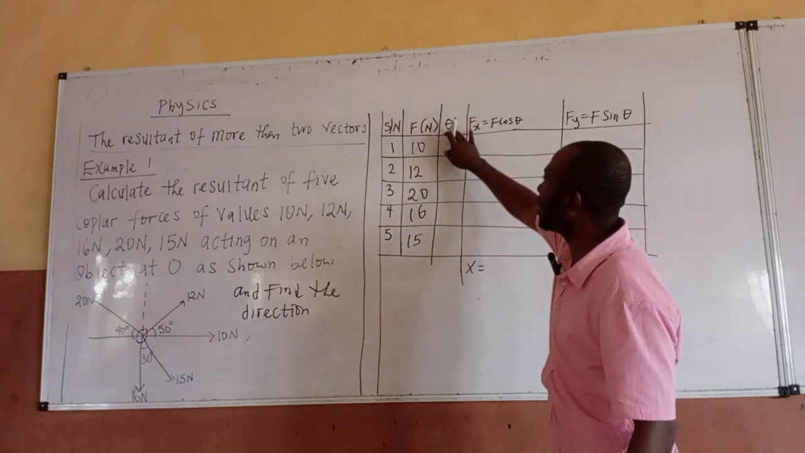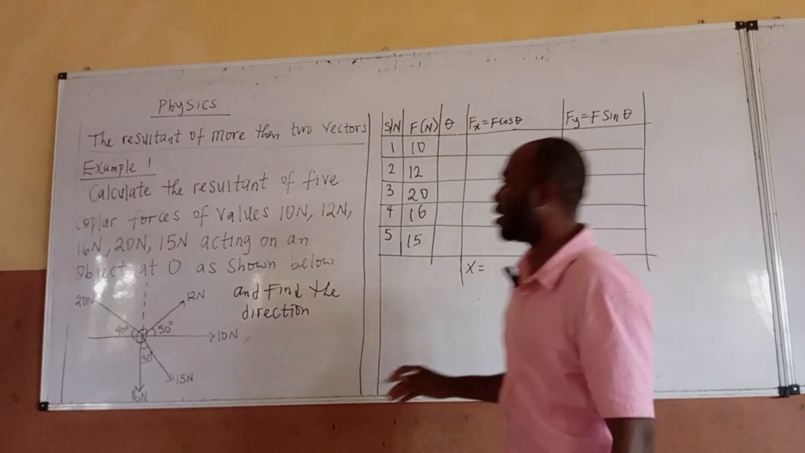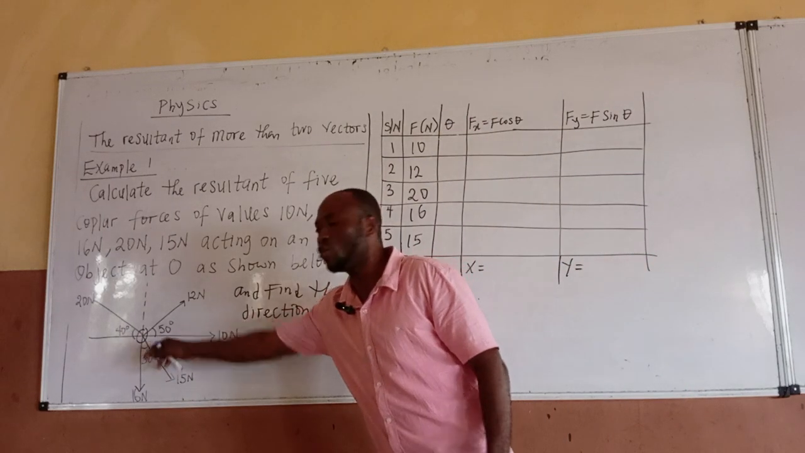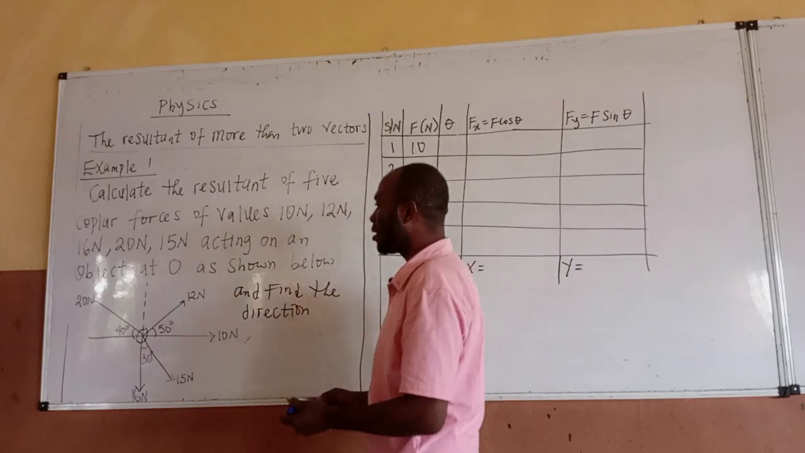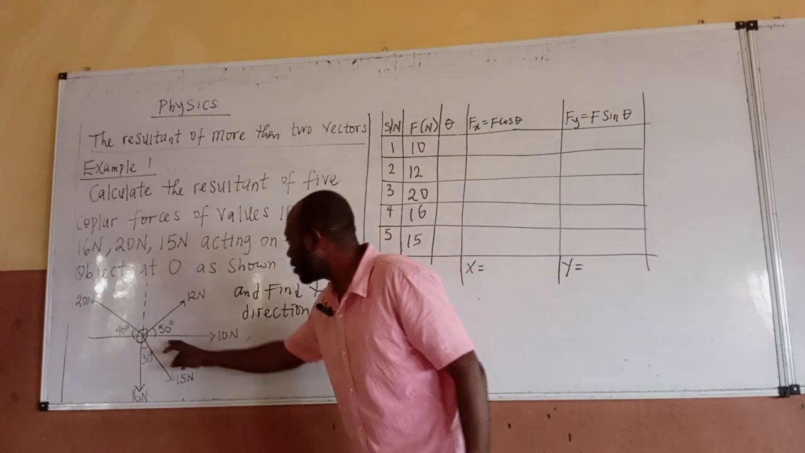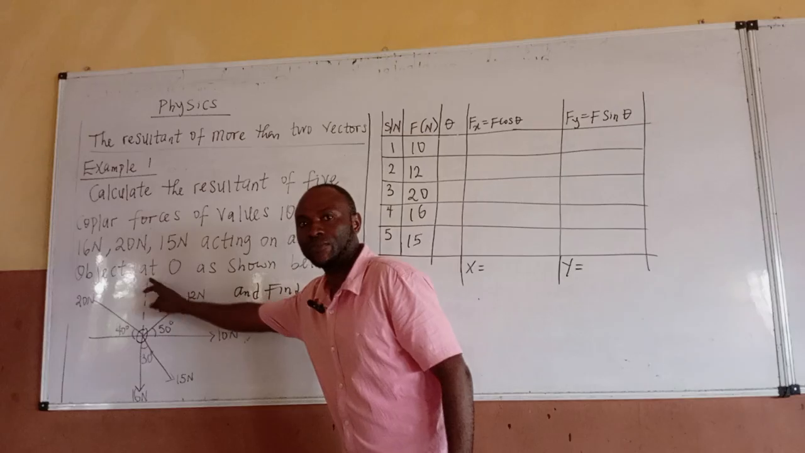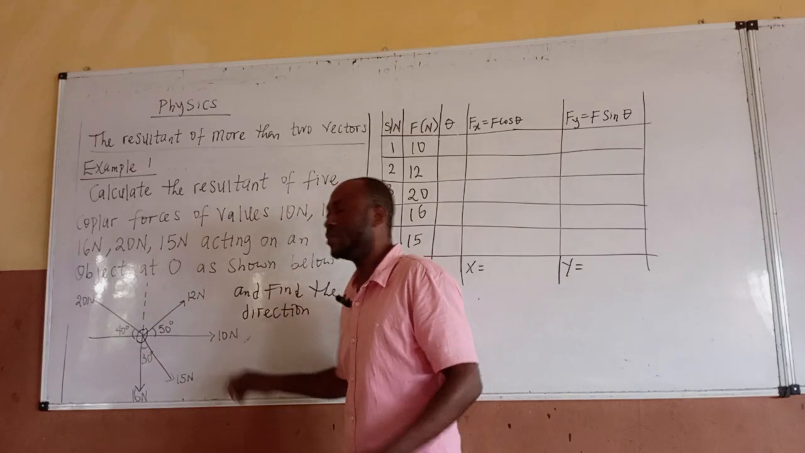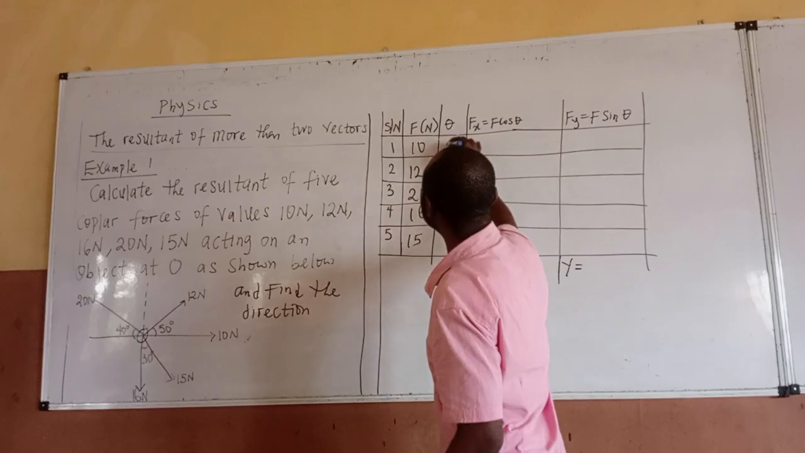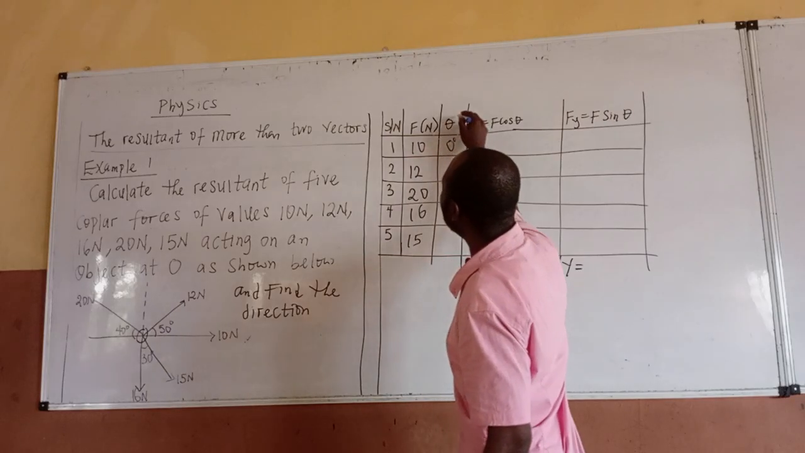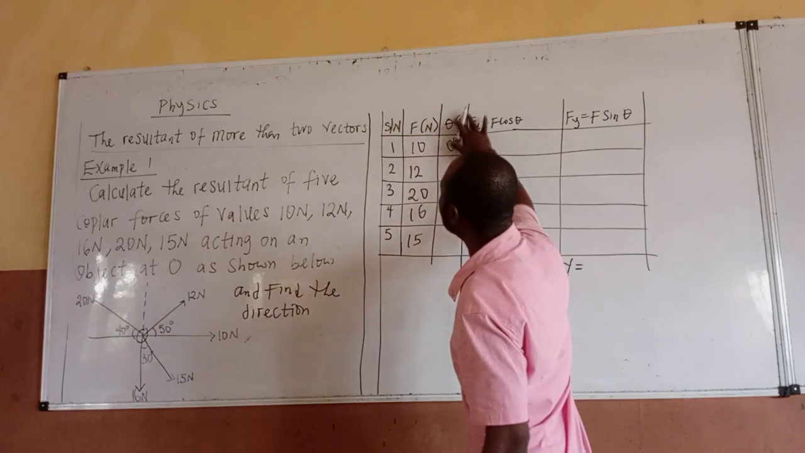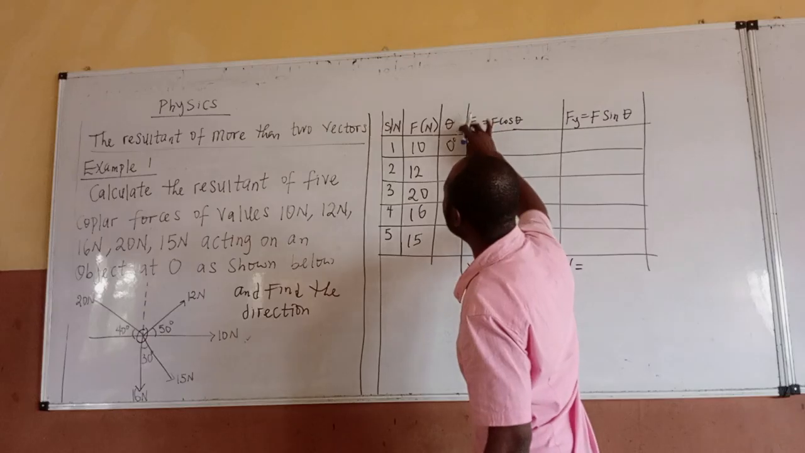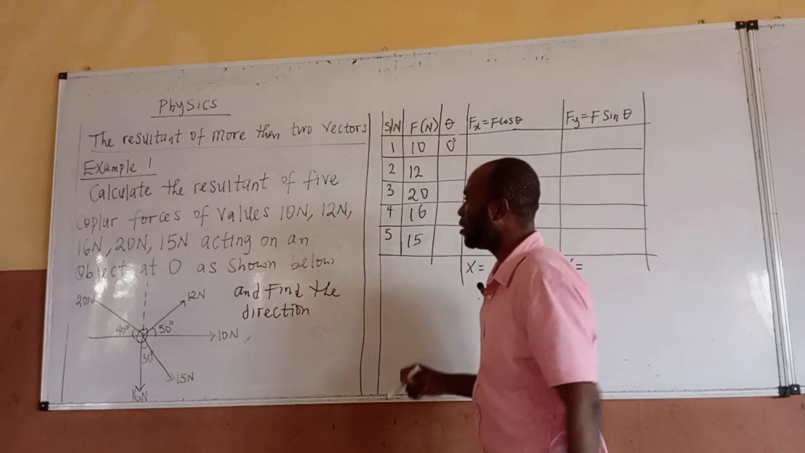Now let's go to theta. Theta means the direction at which they are acting with that point O. So remember in the last class, I think in the first class, that this is 0 and this is 90. So here now, the angle here is 0 degrees. You can put 0, or put 0 degrees, anyone, you are still correct. Just know that your unit is very, very important.